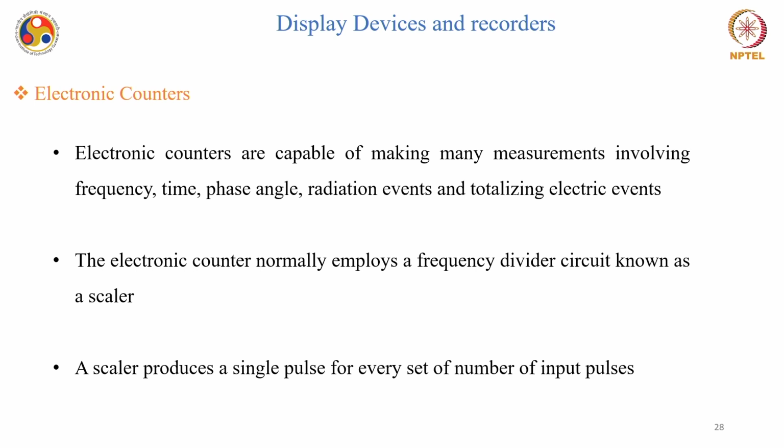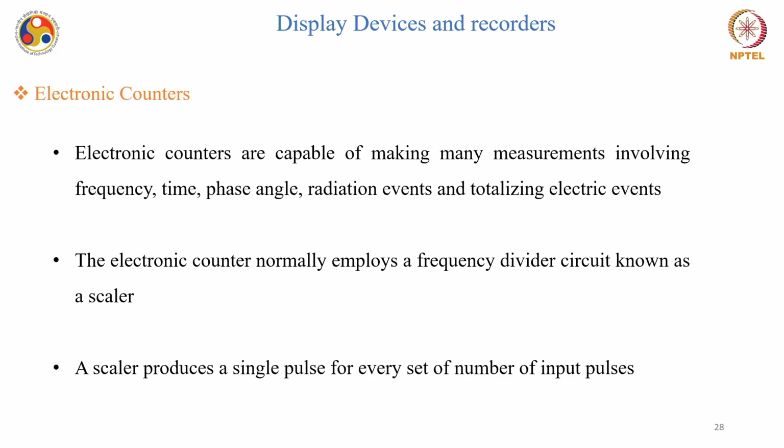We have seen that the digital display is nothing but it can be made by a counter which can count the number of quanta. Now, these counters can be made electronically and we call them electronic counters. Electronic counters are capable of making many measurements involving frequency, time, phase angle, radiation events and totalizing the electrical events. The electronic counter normally employs a frequency divider circuit. We call it a scaler.